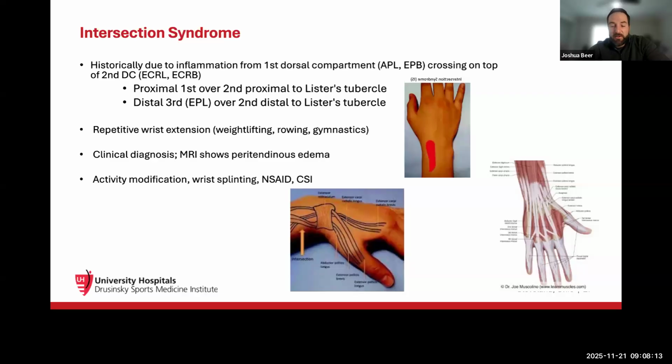One thing you can do with ultrasound is sonopalpation, saying, hey, is this the site that bothers you? If an MRI is obtained, you may see some peritendinous edema. There may be some fluid in between the fascial layers. Treatment's going to be activity modification, so we're limiting the wrist extension, especially the forced motions. You could consider a brief period of wrist splinting to address that.